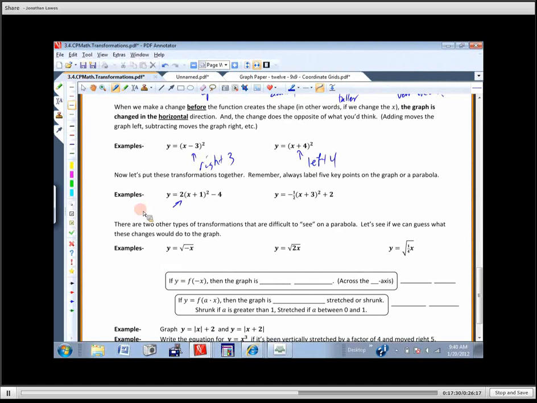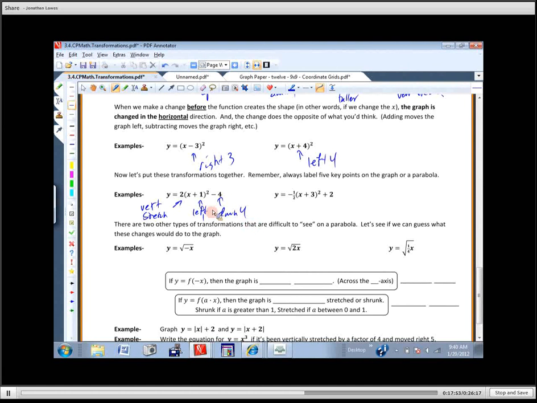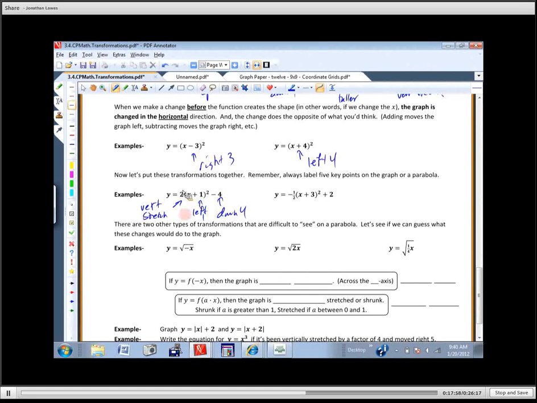The 2. 2 times steeper. Okay, it's a vertical stretch. That's going to be left 1, and that's going to be down 4. Can you graph that? Go ahead and graph that on the other piece of paper. So 2x plus 1 quantity squared minus 4.